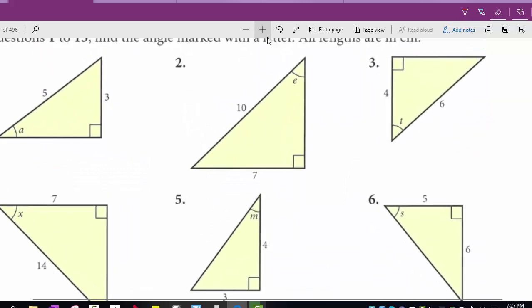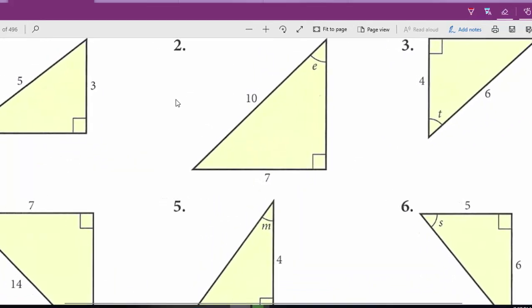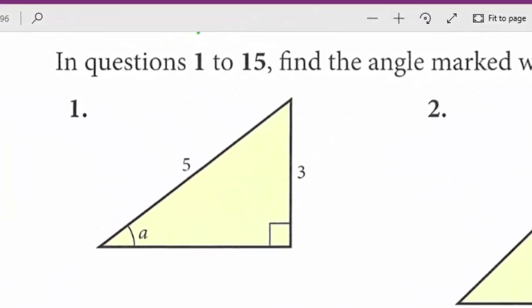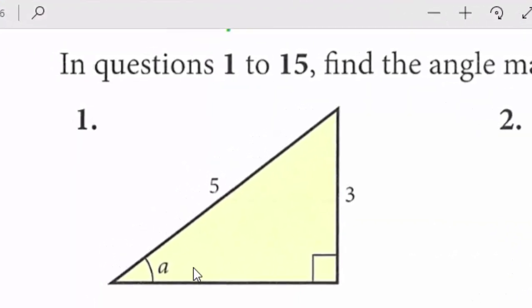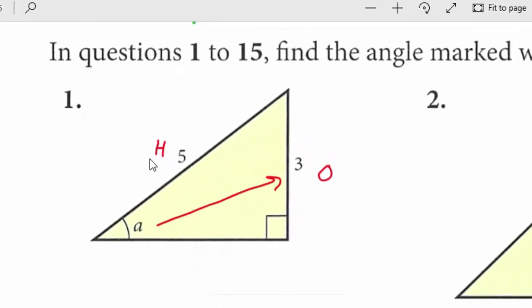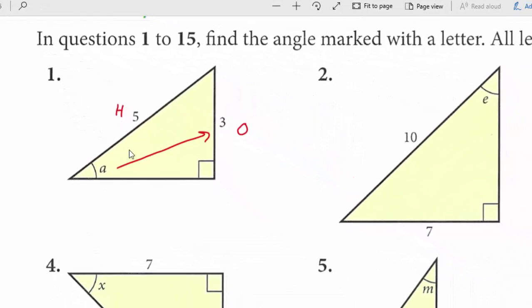Question 1. Here, we know the length of two sides and angle A is missing. Based on angle A, what is the relation of the sides? The 3 is the opposite and the 5 is the longest side. That's what makes the 5 the hypotenuse. Now we have opposite and hypotenuse. Which trigonometric function can cover opposite and hypotenuse?